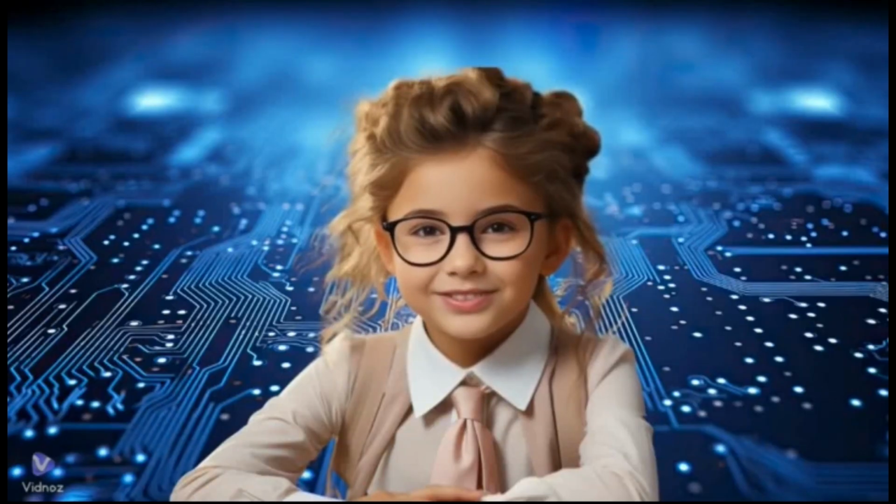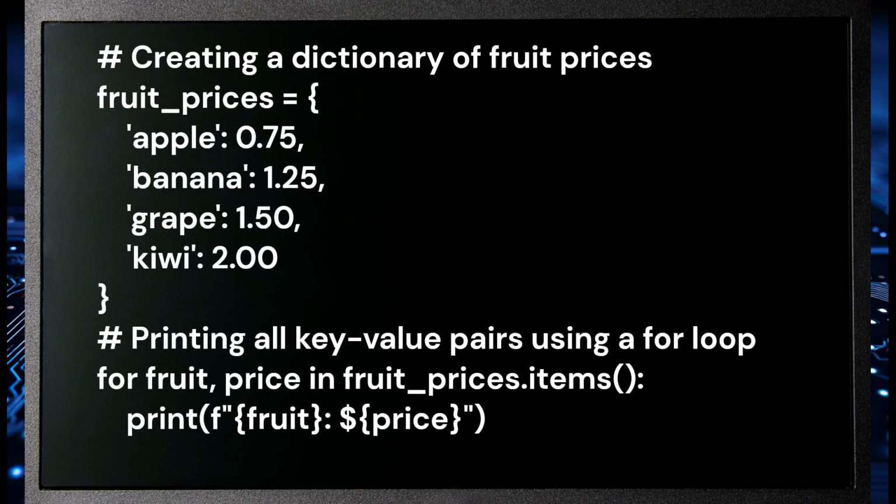Finally, we can use loops with dictionaries to repeat code for each key-value pair in the dictionary. Let's see an example. Here, we've used a for loop to print each key-value pair in the dictionary fruit_prices. The code inside the loop prints each key and its corresponding value.